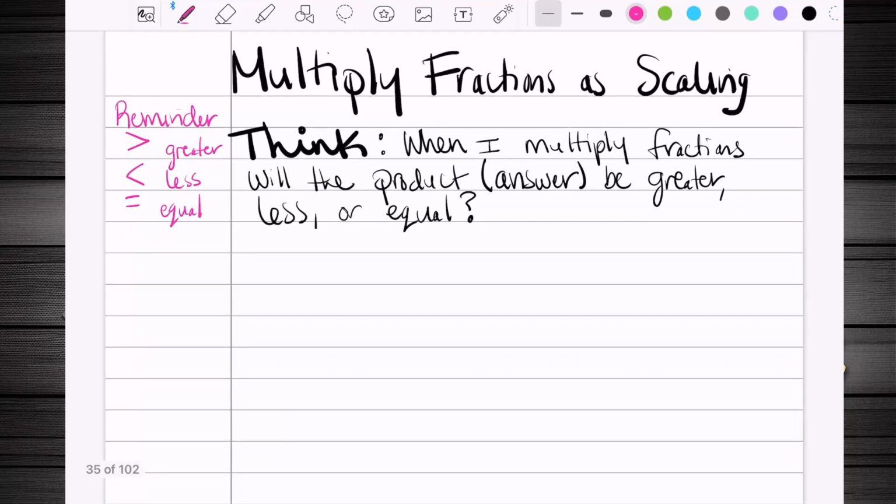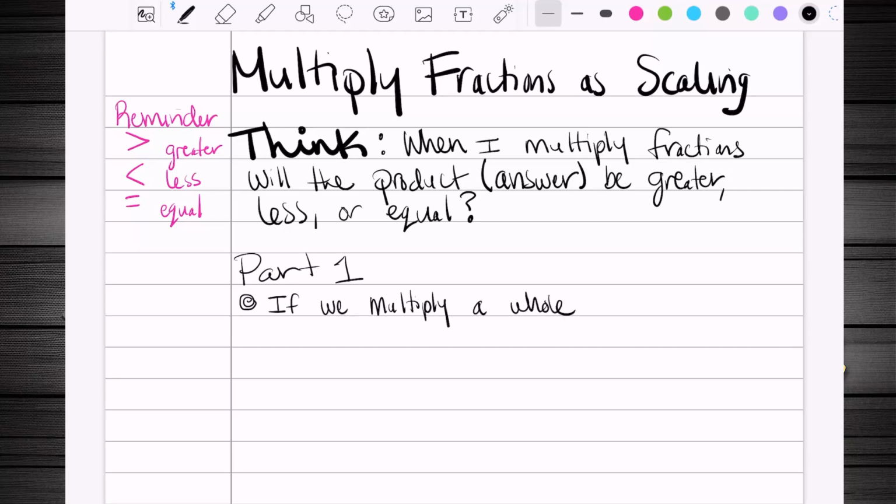So, part 1. There are 2 parts to talking about multiplying fractions as scaling. Part 1 is the most important part. This is the part I really want you to pay attention to and make sure you have written well in your notes. This is the 5th grade standard. So part 1, step 1. It's not really a step, it's a thinking process.